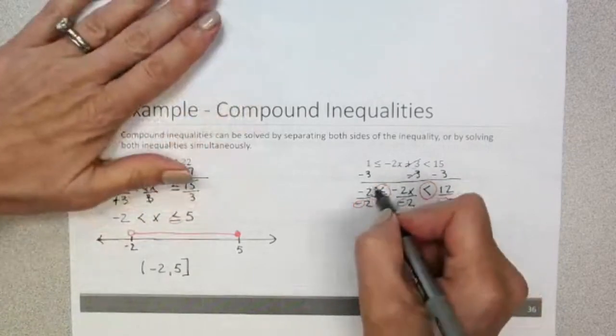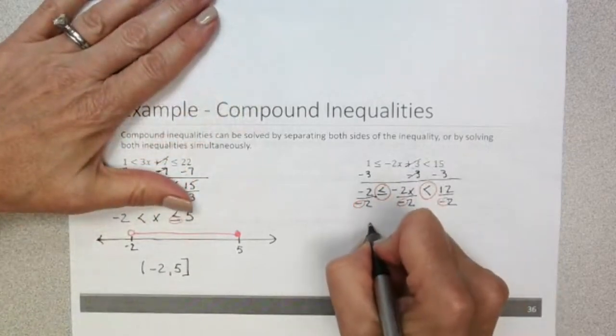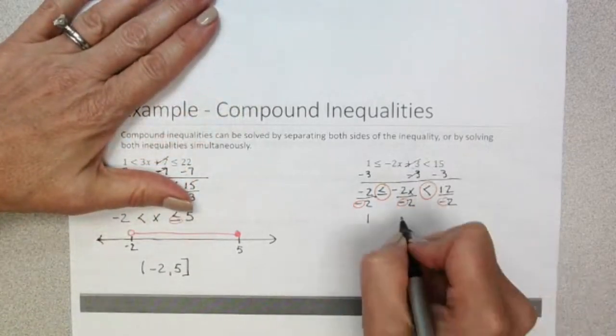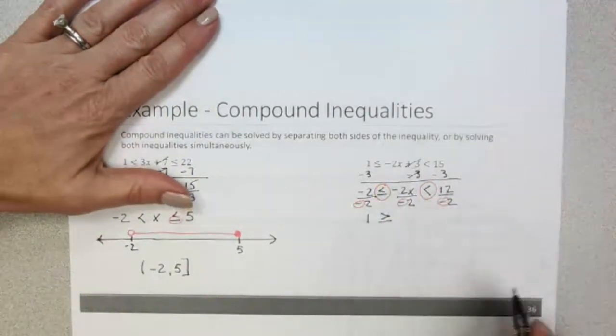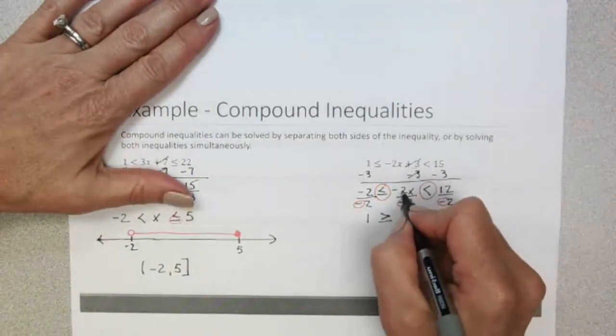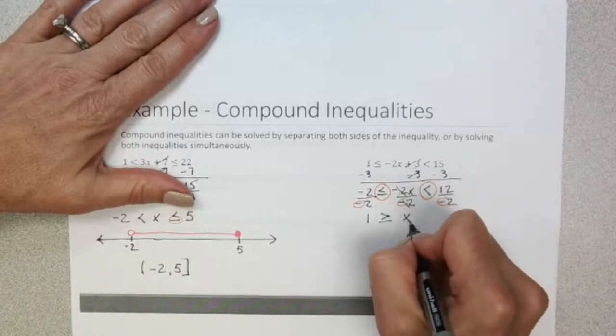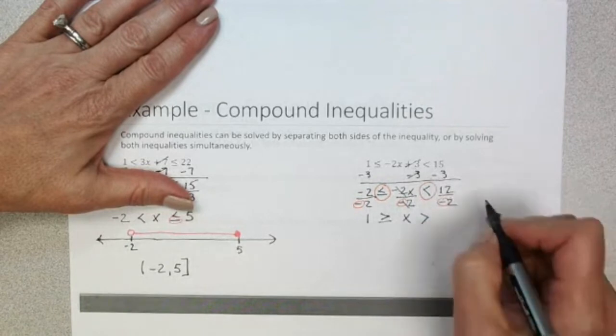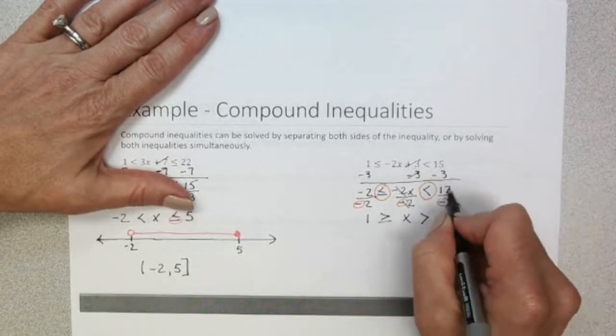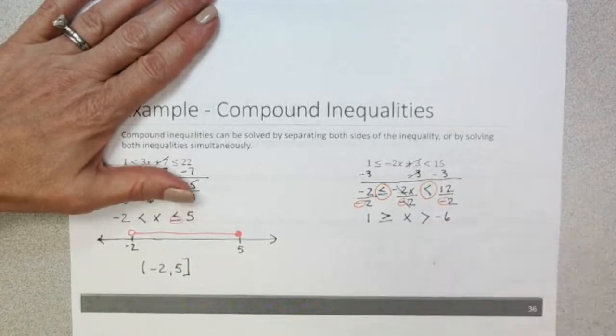Okay, so this then is -2 divided by -2. That's +1. That's going to be greater than or equal to when we flip that sign. These -2's divide out x, which is going to be greater than, we're flipping that one as well, -6. 12 divided by -2 is -6.